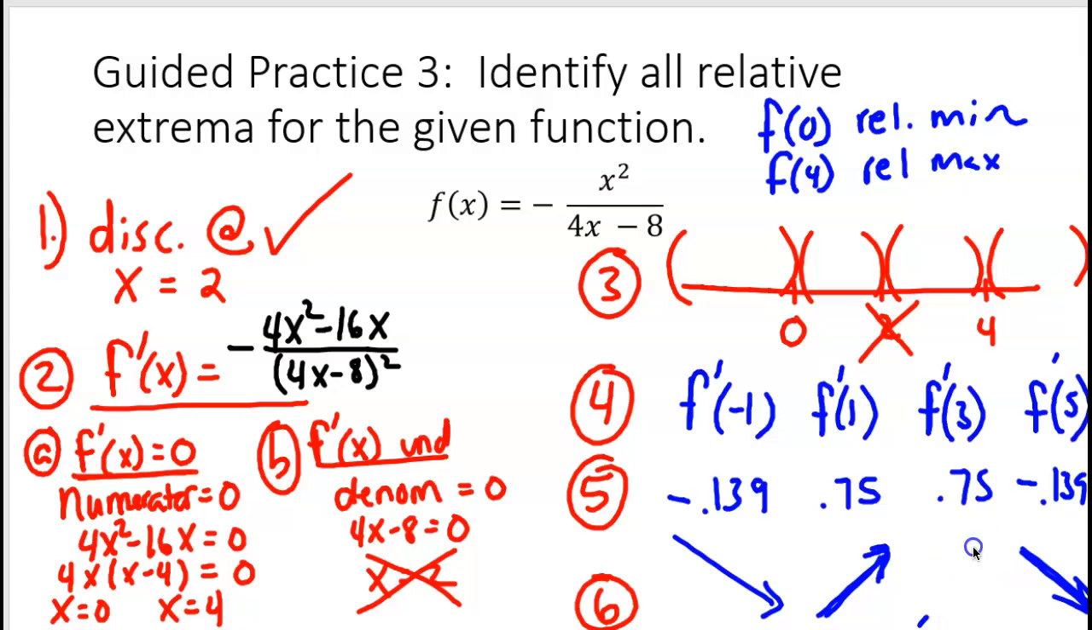Just because, technically it could have went like this, right? And I don't want you guys to actually think, okay, it's going up and then down, so that would mean this is a relative max. Why not? Because we already said that can't be a relative max. It doesn't matter that they went in opposite directions.